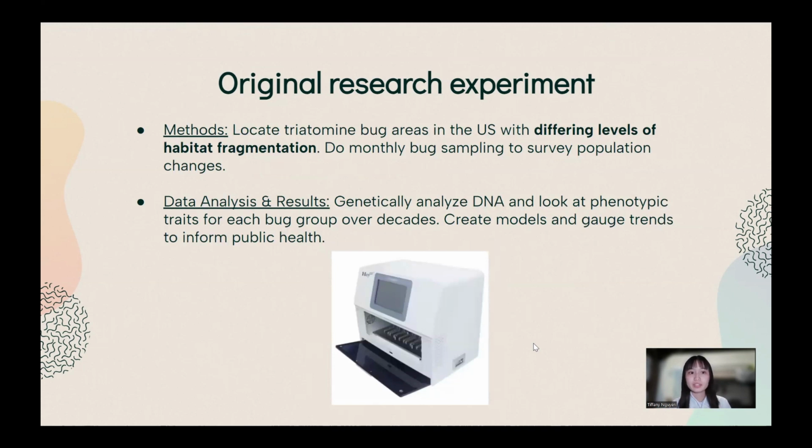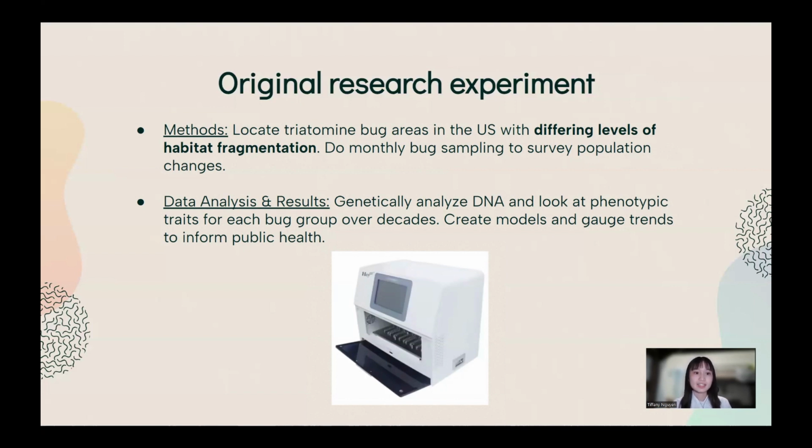So our methods of this original research experiment would be locating triatomine bug areas in the US with differing levels of habitat fragmentation. What that means is we'll take some places with very split habitats, then medium level split habitats, and then very low evidence of fragmentation, and then an area that has no fragmentation at all with triatomine bugs in it. Then we would do monthly bug sampling to look at the population characteristics and assess how it's changed.